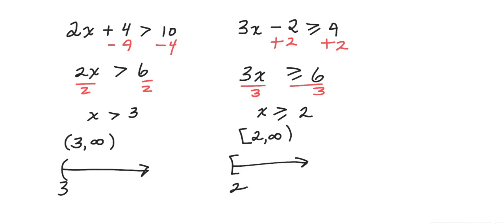So the only time these get kind of weird is if you have something where you're going to have to divide or multiply by a negative number. So when you divide or multiply by a negative number, do not forget this, the sign flips.